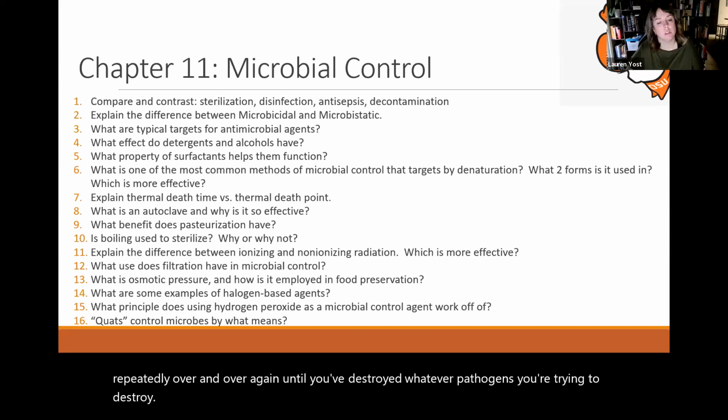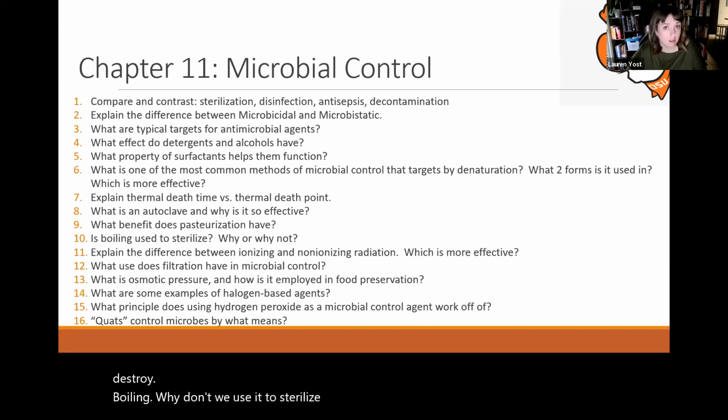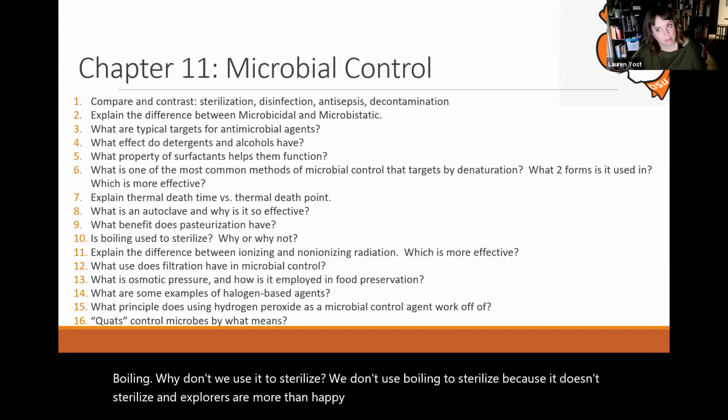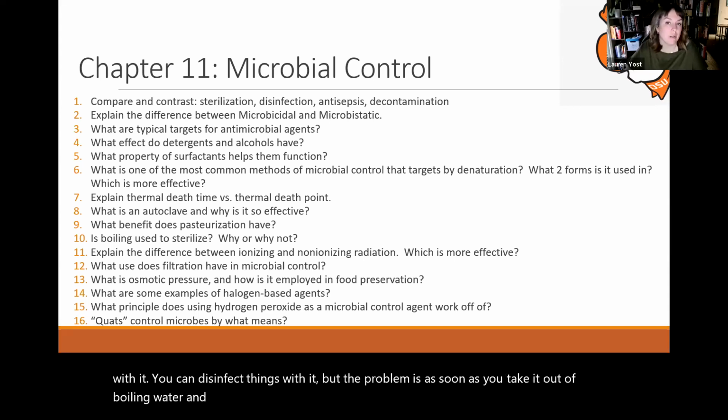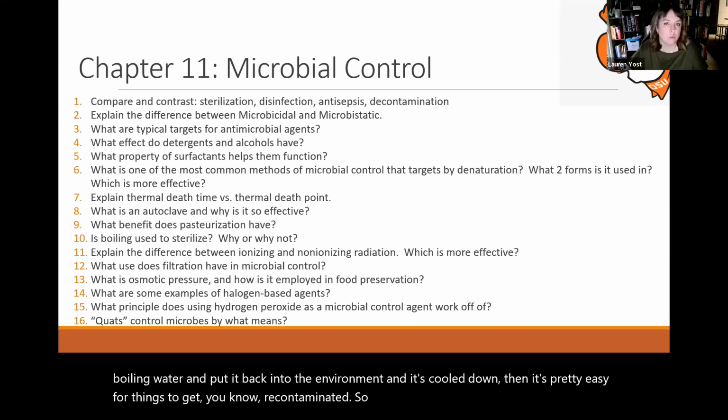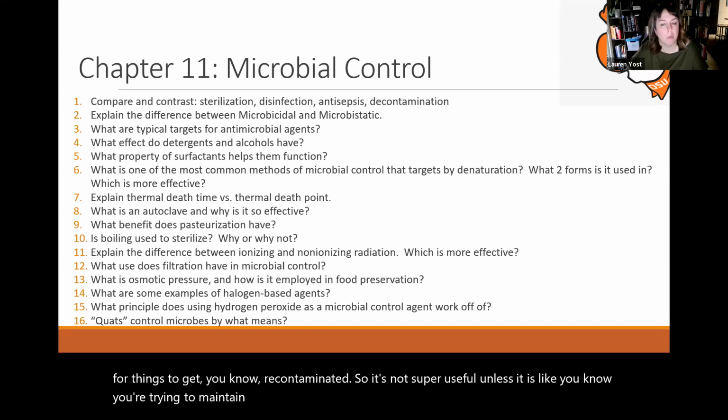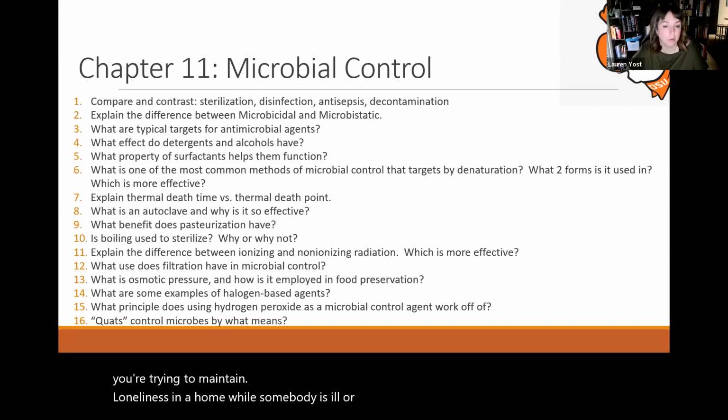Boiling, why don't we use it to sterilize? We don't use boiling to sterilize because it doesn't sterilize. Endospores are more than happy to survive boiling. So you can't sterilize anything with it. You can disinfect things with it, but the problem is as soon as you take it out of boiling water and put it back into the environment and it's cooled down, then it's pretty easy for things to get recontaminated. So it's not super useful unless you're trying to maintain cleanliness in a home while somebody is ill or something like that. It can help with that.